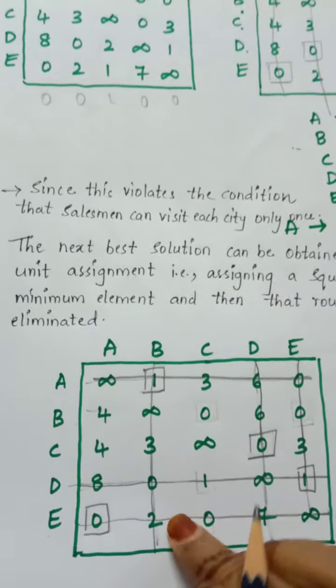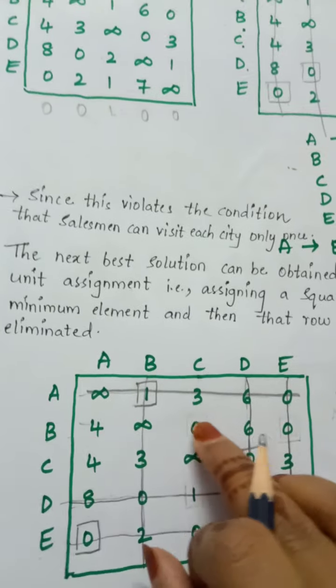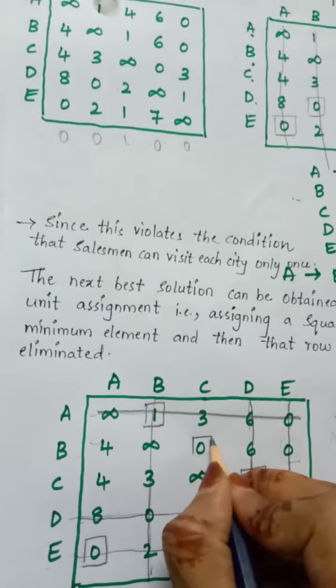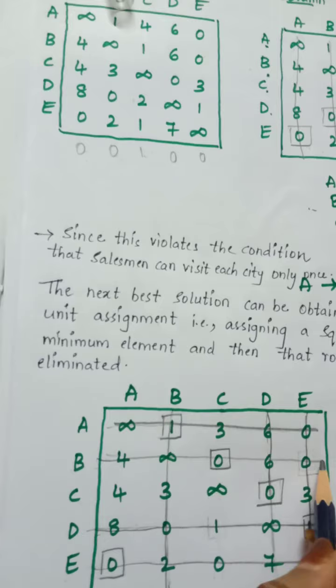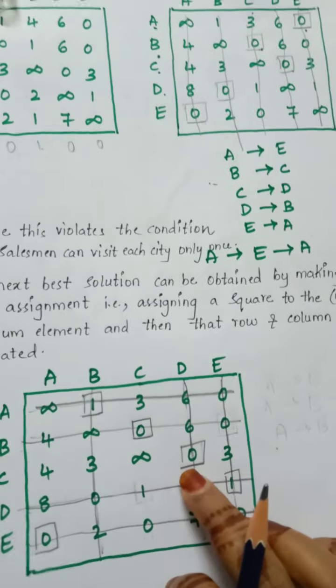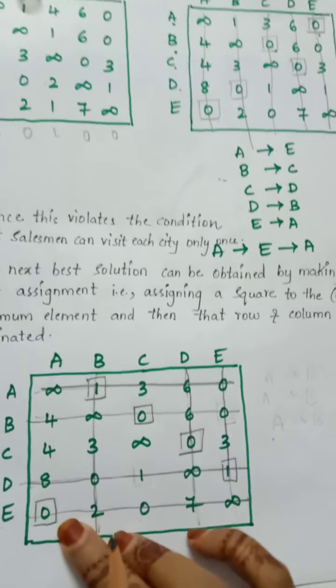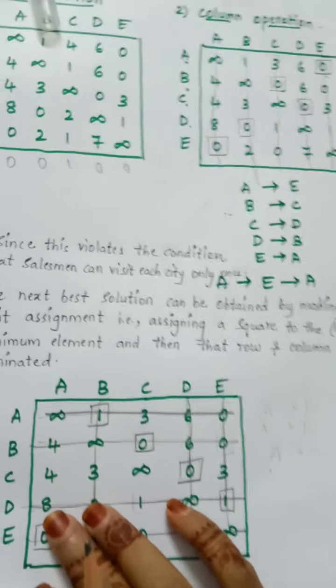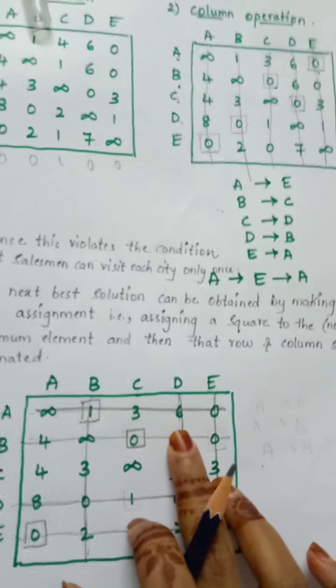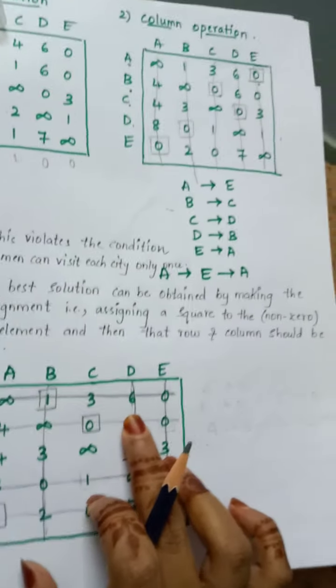The next column has been deleted. In the third column, there is only 1 zero. Give a square mark and draw a horizontal line crossing that zero. Next column has been deleted. Next has also been deleted. We have covered all the zeros with lines students. Next we have to check whether the sequence has satisfied the condition of the traveling salesman method.